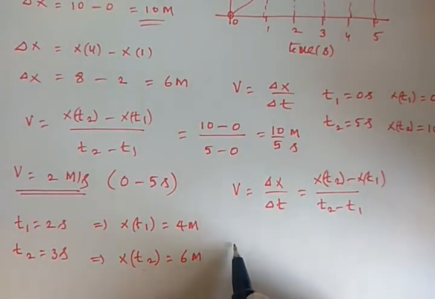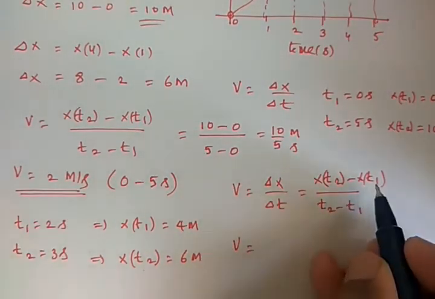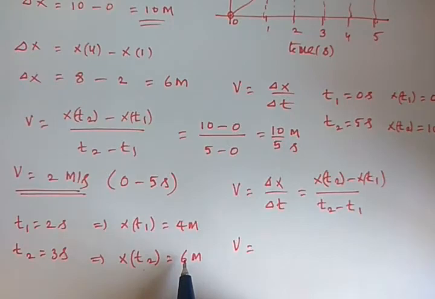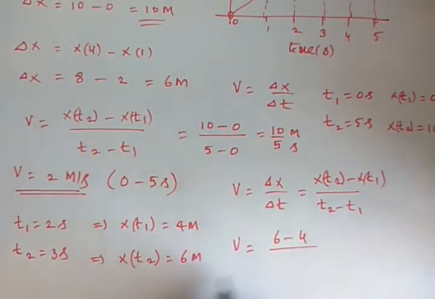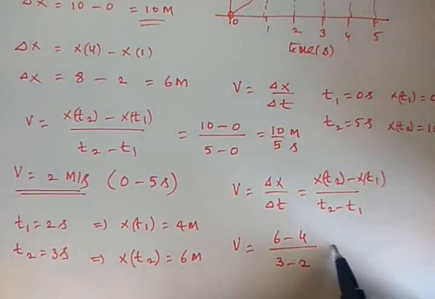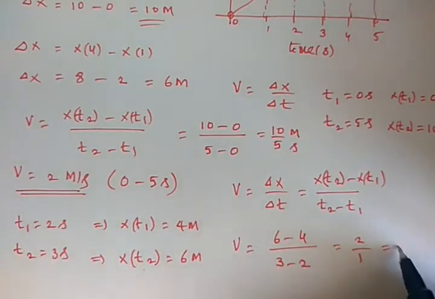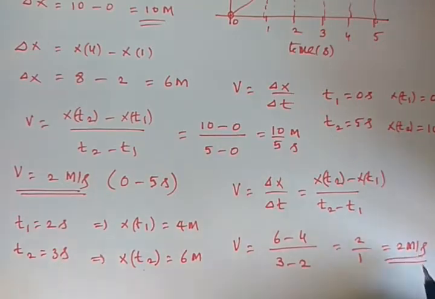So then velocity equals x of t2 minus x of t1, that is 6 minus 4, divided by t2 minus t1. t2 is 3 and t1 is 2, so 3 minus 2, that equals 2 by 1, that equals 2 meter per second.